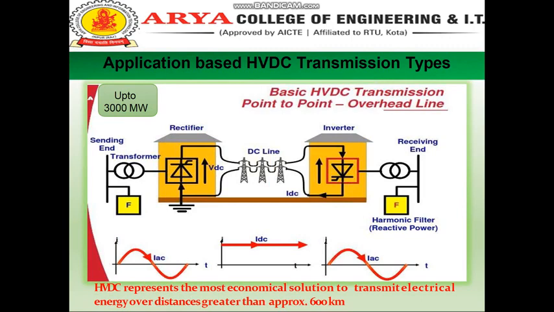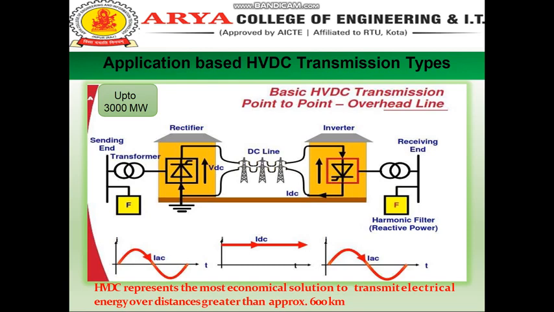This is an application-based HVDC transmission type for point to point overhead line. This configuration is called point to point because the converters are located in different regions and need to be connected with a transmission line to transmit power from one converter side to another. One converter acts as a rectifier which provides the power flow and the other acts as an inverter which receives power. This is a basic representation for power up to 300 megawatt.